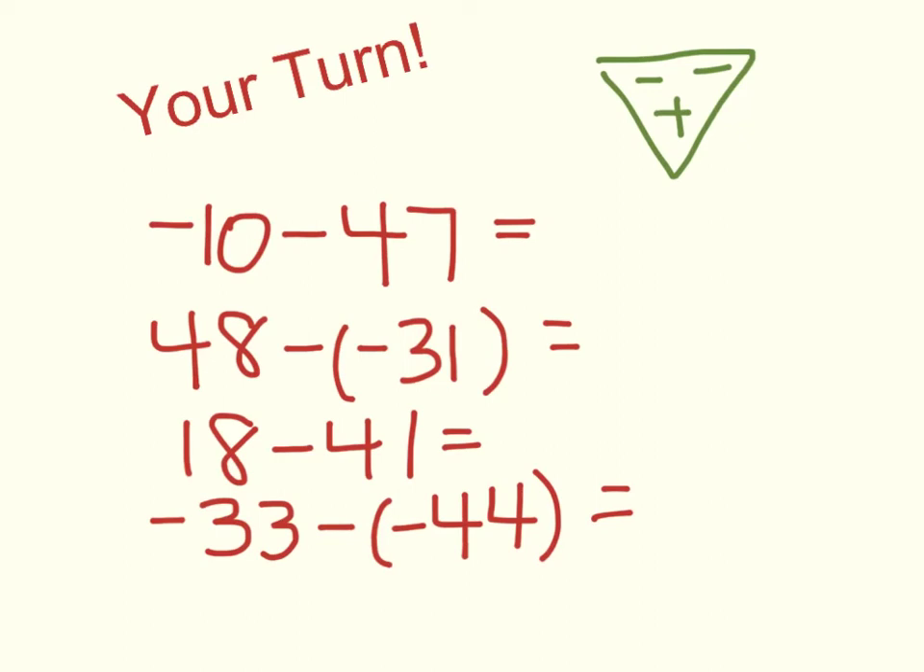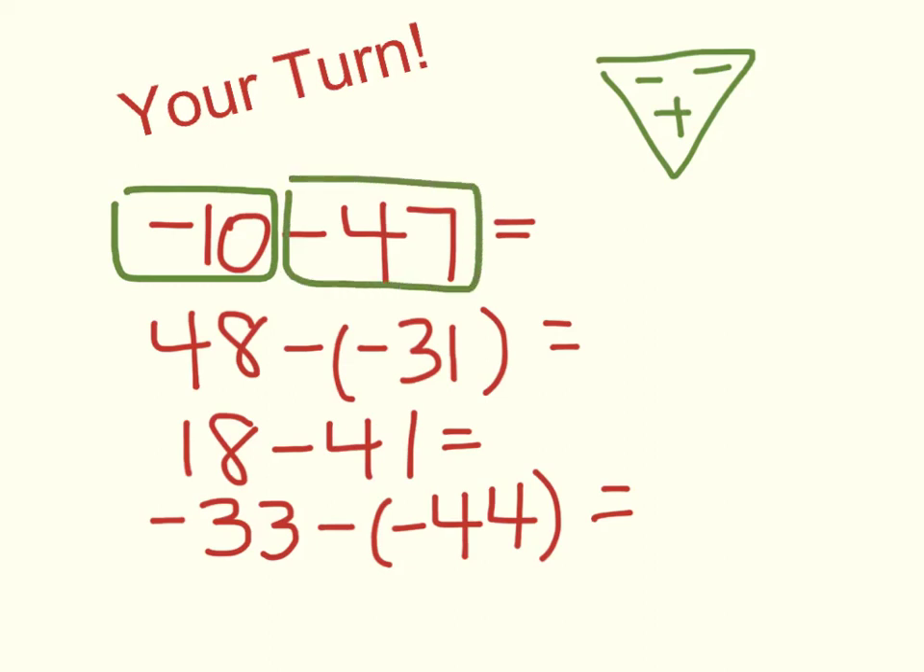Okay, here we go. Answers for these. So I'm going to circle my signs. So I have a negative and a negative, which means I add the 2 together. And I add the 2 together, I get 57. And then I look for the biggest absolute value, which number is the biggest, which is 47. And that has the subtraction sign with it, so I know that my answer is going to be negative 57.